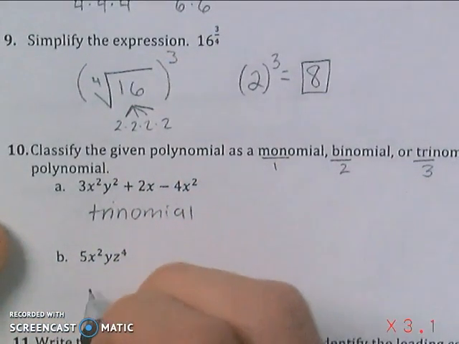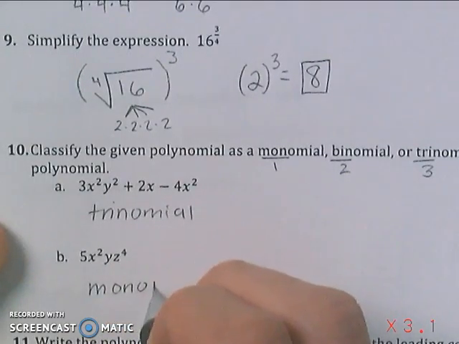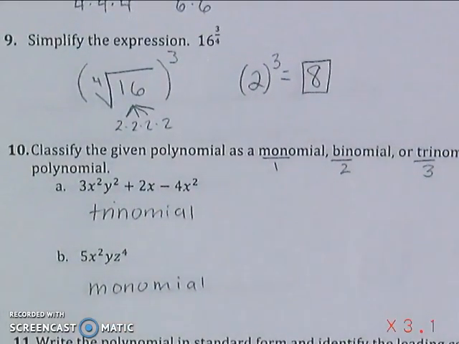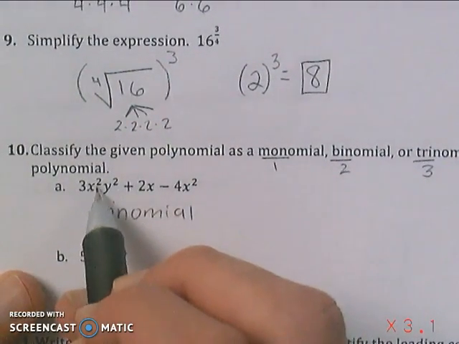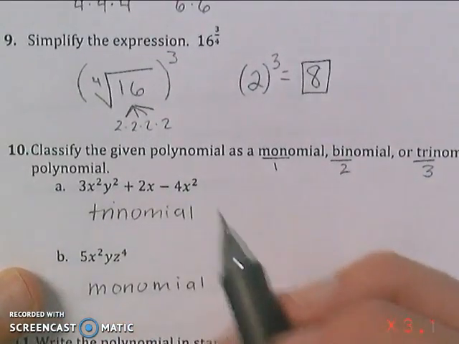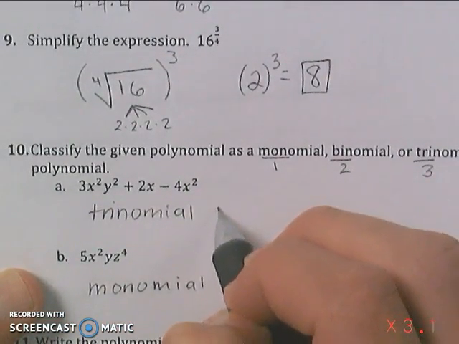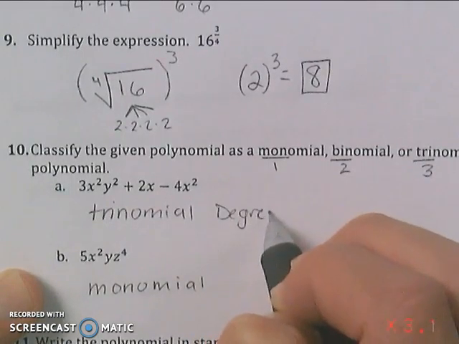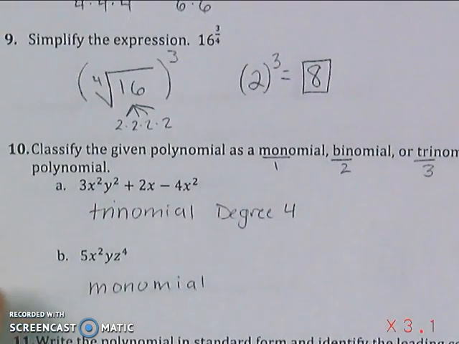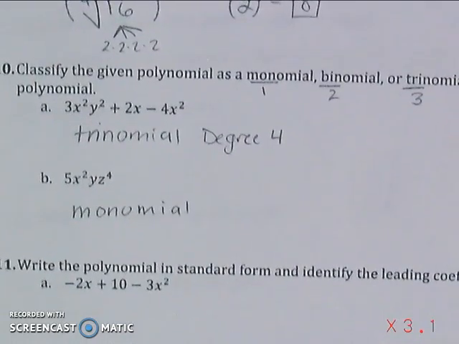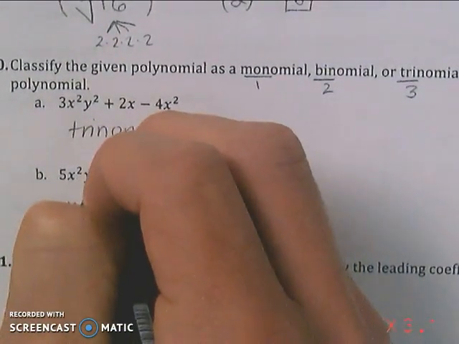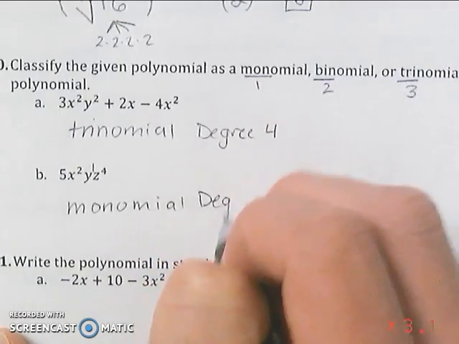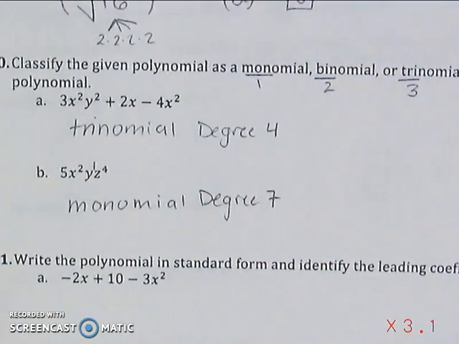Okay, the bottom one here is a monomial. It's all by itself. And we want to identify it by its degree. You look for the highest degree. This one has a degree of 2 plus 2, so this is going to be a degree of 4. And our next one is going to be a degree of 7. We get 2 plus 1 plus 4. It's going to have a degree of 7.